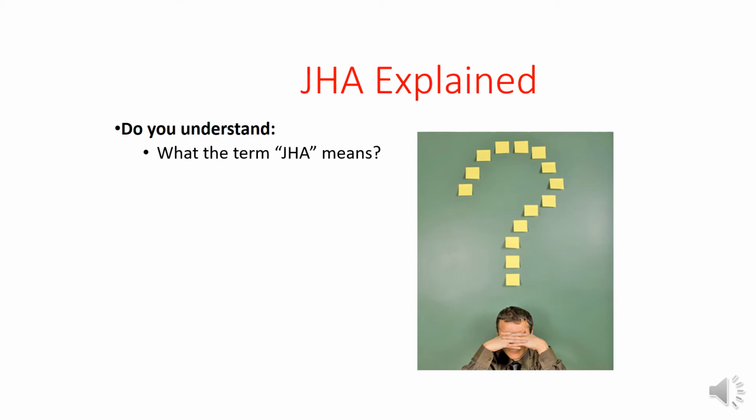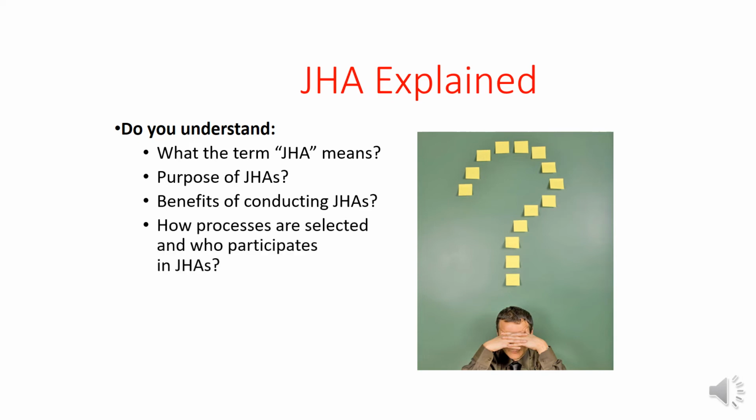Everything needs to be understood by all of you after watching this particular video. You should be able to tell me what JHA means. What is the objective of job hazard analysis or job safety analysis? The benefit of conducting it means the least amount of accidents, the highest amount of happy employees, productivity improves, morale improves. How are processes selected, and who participates? Right from all the stakeholders I've spoken about: the installation engineers, the supervisors, the managers, the employers, the employees, and so on and so forth.